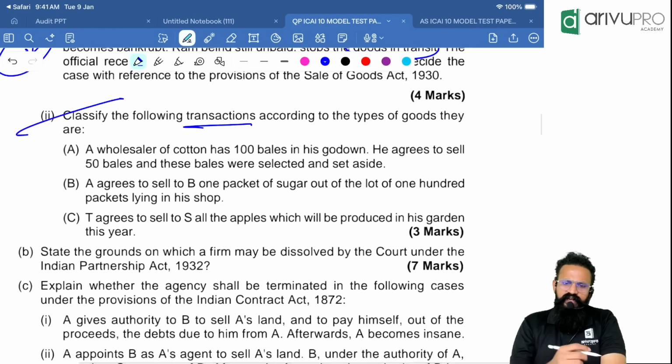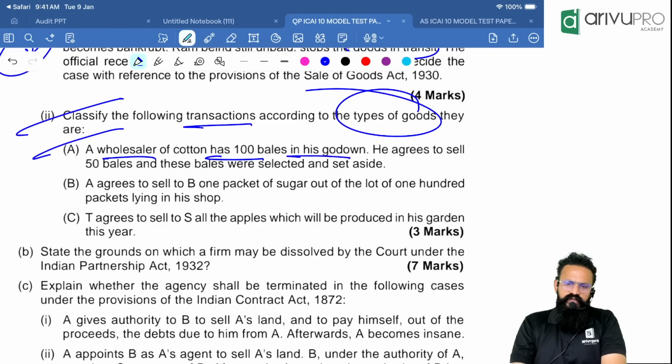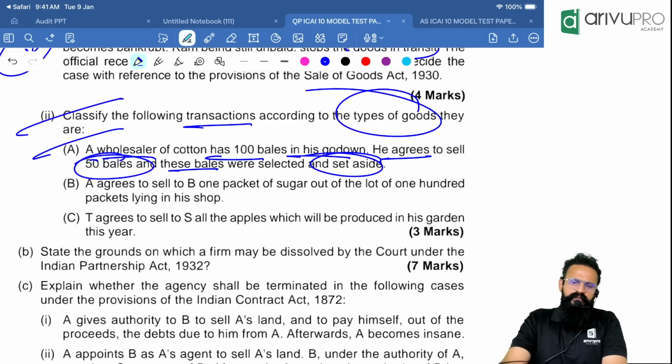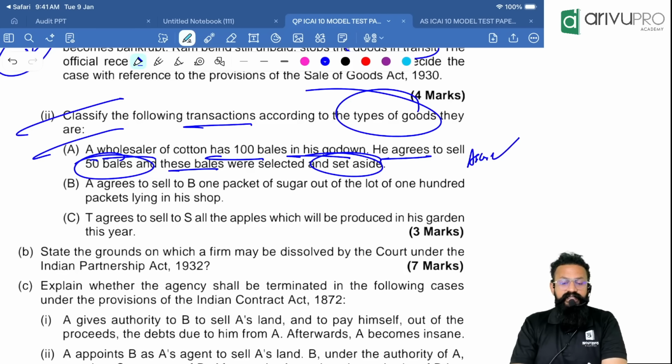Classify the following transactions according to the types of goods. A wholesaler of goods has 100 bales in his godown. He agrees to sell 50 bales and these bales were selected and set aside. This will be considered what? Ascertained goods, because they are already selected and set aside.